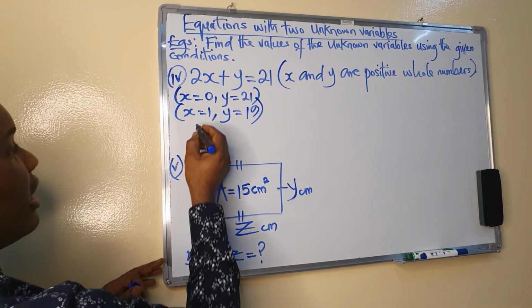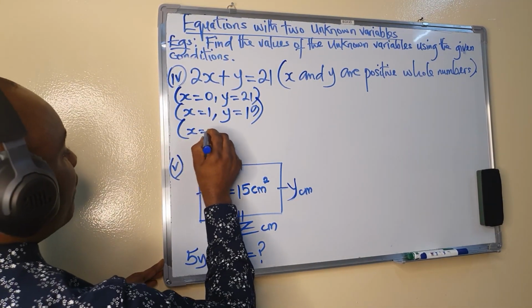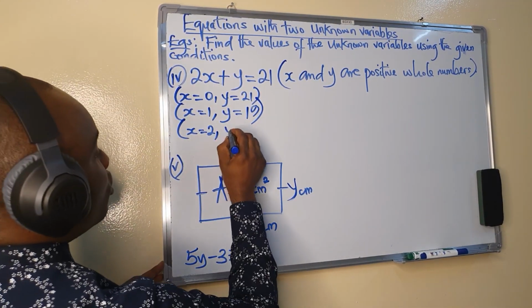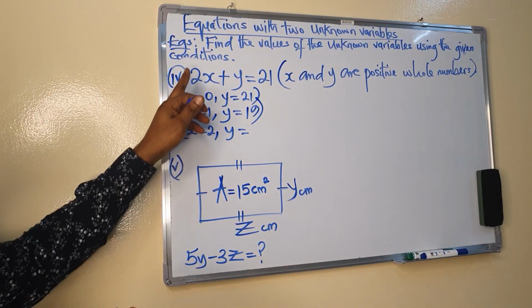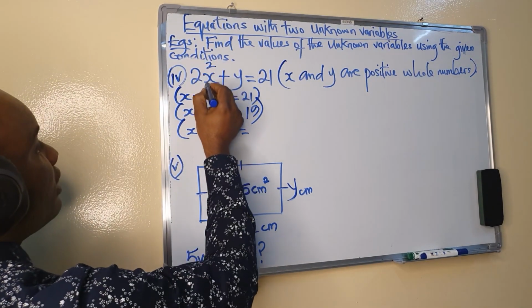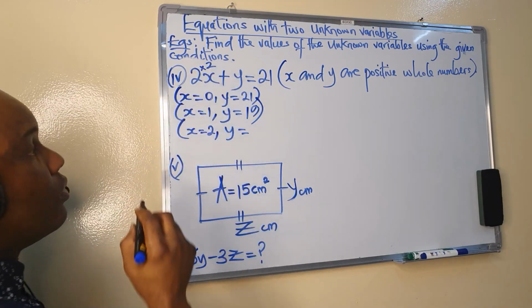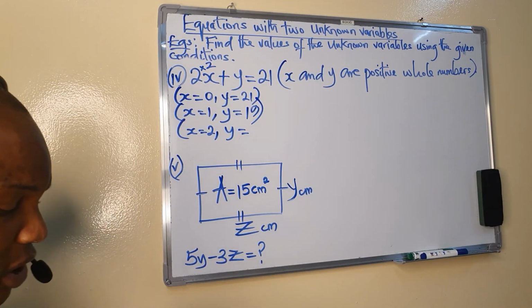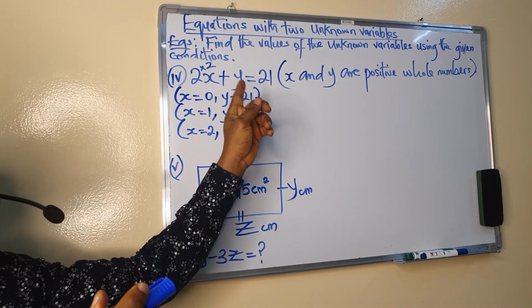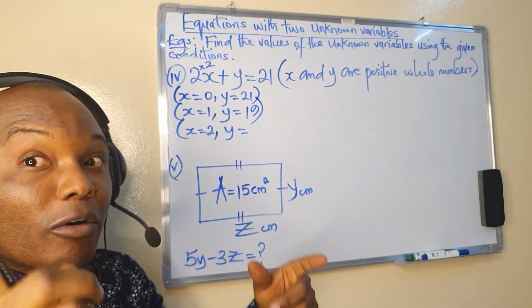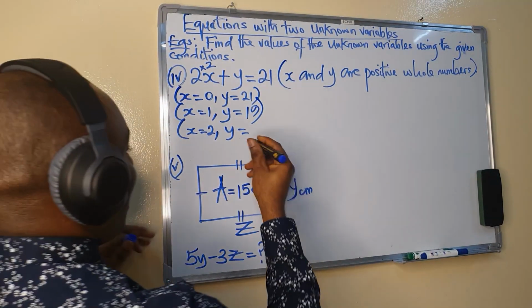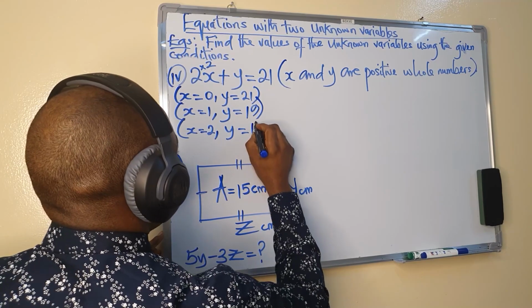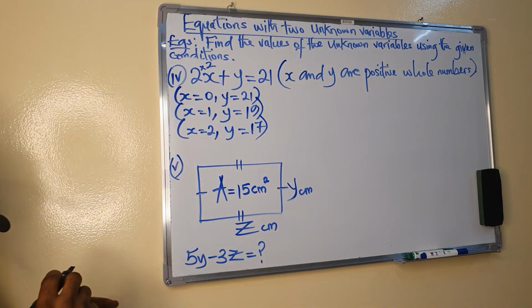What about if x changes to 2? If x changes to 2, what happens to y? Let's check this out. If x changes to 2, this will become 2 times 2. 2 times 2 is 4. What number will you have to add to 4 to give you 21? Think, the number is 17. So y is going to take the number 17. This is also clear enough.